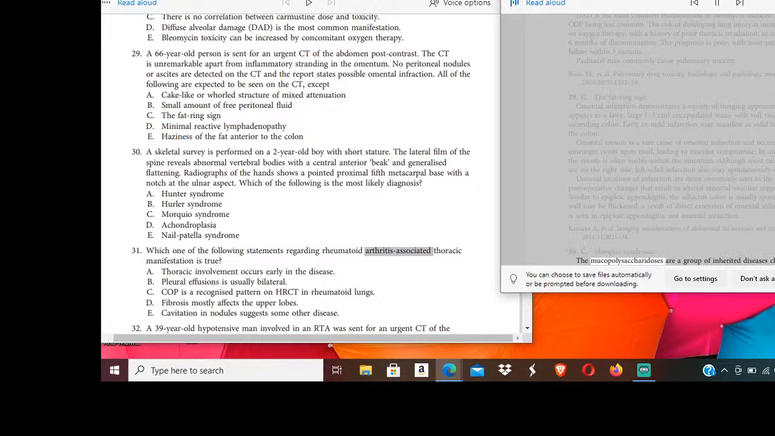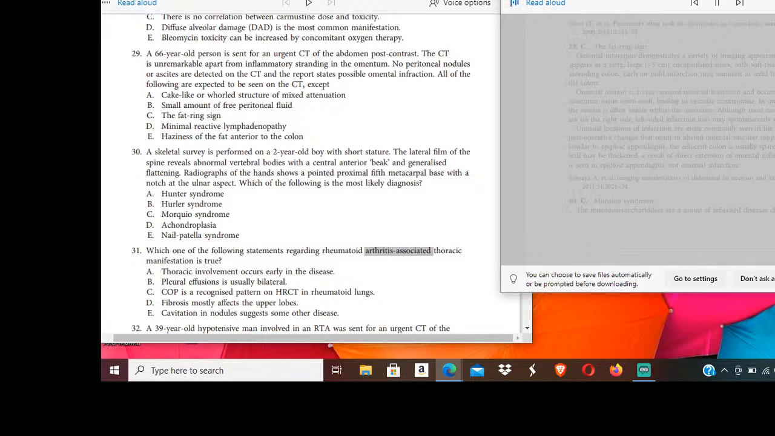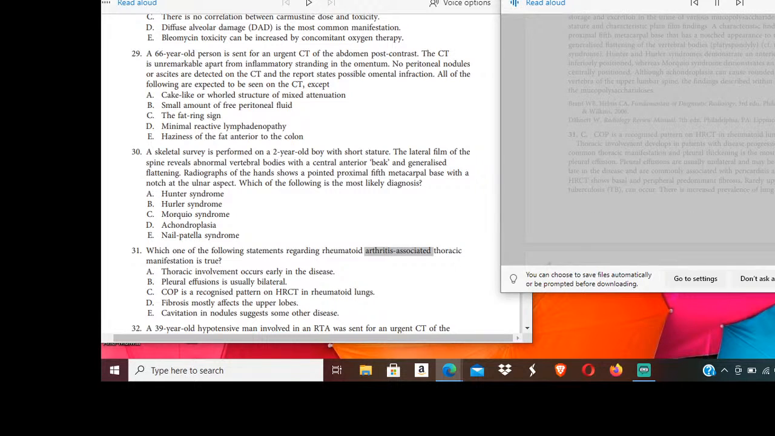30. C. Morquio syndrome. The mucopolysaccharidoses are a group of inherited diseases characterized by abnormal storage and excretion in the urine of various mucopolysaccharides. These patients have short stature and characteristic plain film findings. A characteristic finding in the hands is a pointed proximal fifth metacarpal base that has a notched appearance to the ulnar aspect. There is generalized flattening of the vertebral bodies, platyspondyly, which is not a feature of Hurler syndrome.